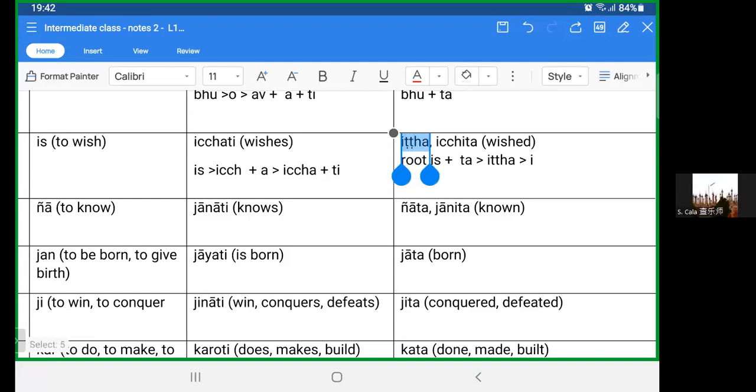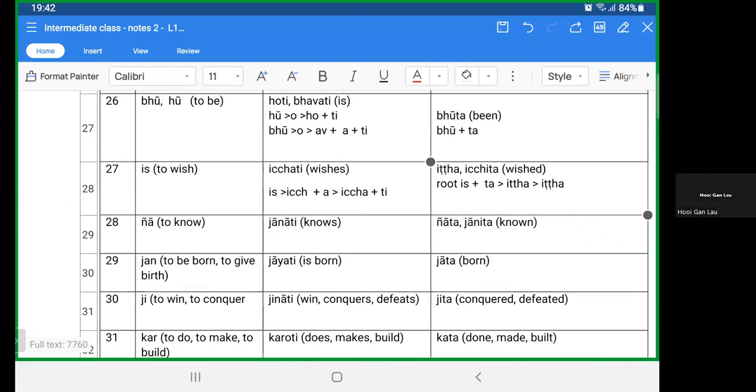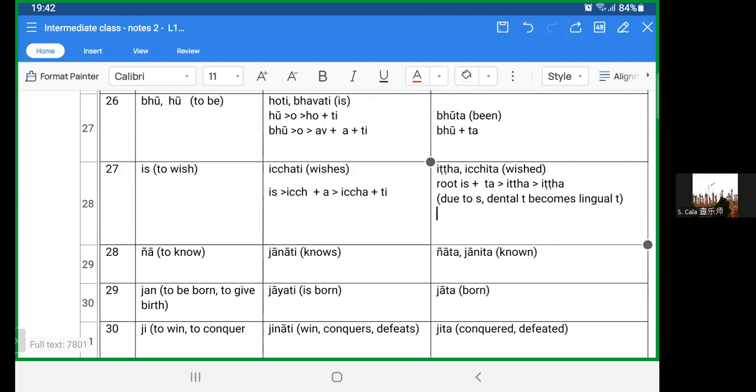Why do you change it to the lingual t? Due to the s, I think. No, because of the s. So remember the rules there, due to h, r, and s. Due to s, the dental t becomes t, we call it lingual t. All right. Okay. Next one, icchita.